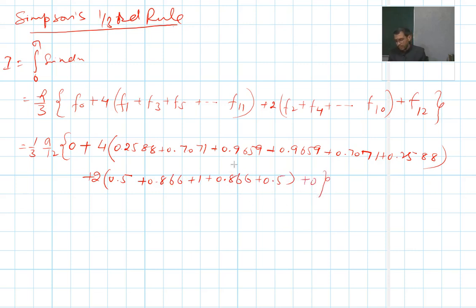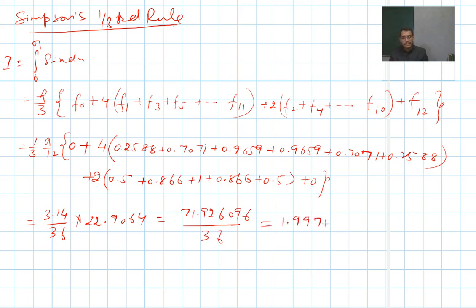These are all the values which I substituted, and it will be 3.14 over 36, since 12 times 3 is 36, into the sum of all these values, which is 22.9064, and it is equal to 71.926 divided by 36, and this value will be nearly equal to 1.99794. So this is the value which we are getting from Simpson's 1/3 rule.